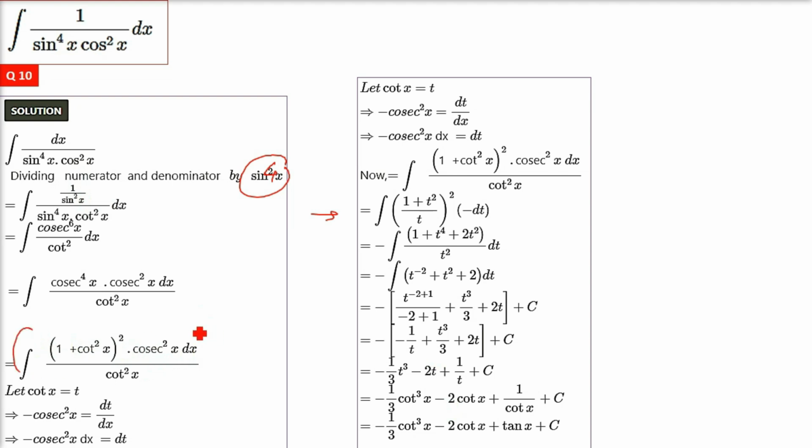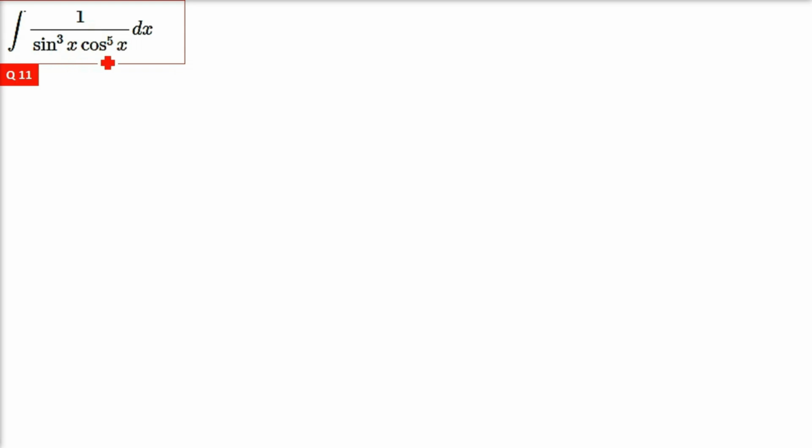See, getting till here is all the thing. Other things are just algebra. Now the next question: 1 by sine cube x and cos 5x. So now what to do? All these questions will follow the same approach. Either you divide numerator and denominator with the highest power of whichever sine or cos term you have, or you can take the addition of those powers, because you need to get sec and tan in combination, or cosec x and cot x in combination, because sec goes with tan, cosec goes with cot. All other combinations will not work here.